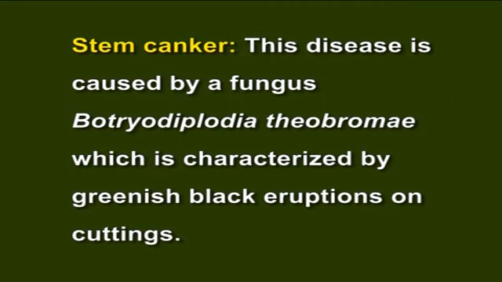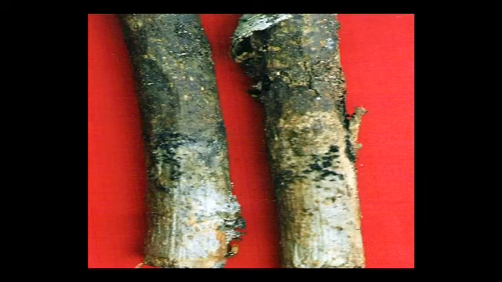Nursery diseases. Stem canker. This disease is caused by a fungus, Botrytis theobromae, which is characterized by greenish black eruptions on cuttings. This is a major problem in nurseries which causes rotting of the whole cutting. This disease causes around 40 to 45% loss.